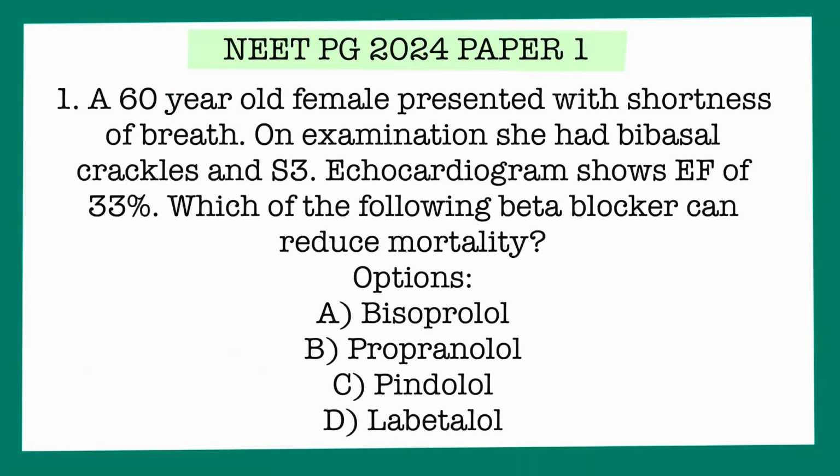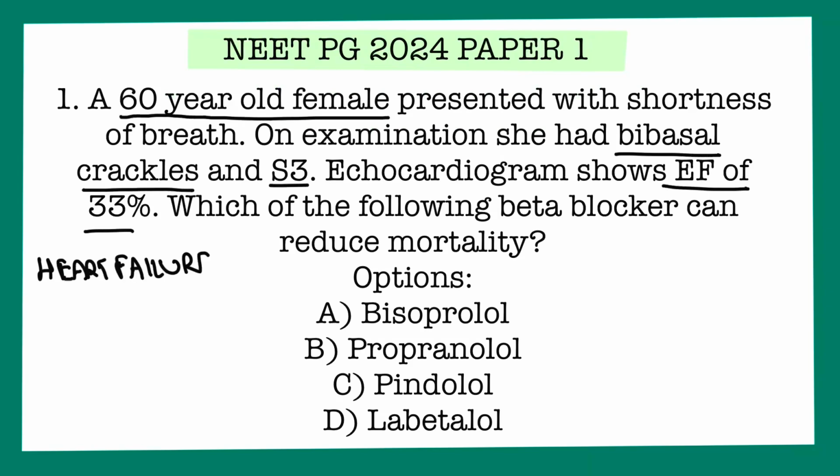Yeah, for paper 1, morning shift, a medicine recall. First, a 60-year-old female with features of heart failure like bibasal crepts, S3 present, breathlessness, and EF was reduced, reduced ejection fraction, HFrEF. Which of the following beta blockers can reduce the mortality?